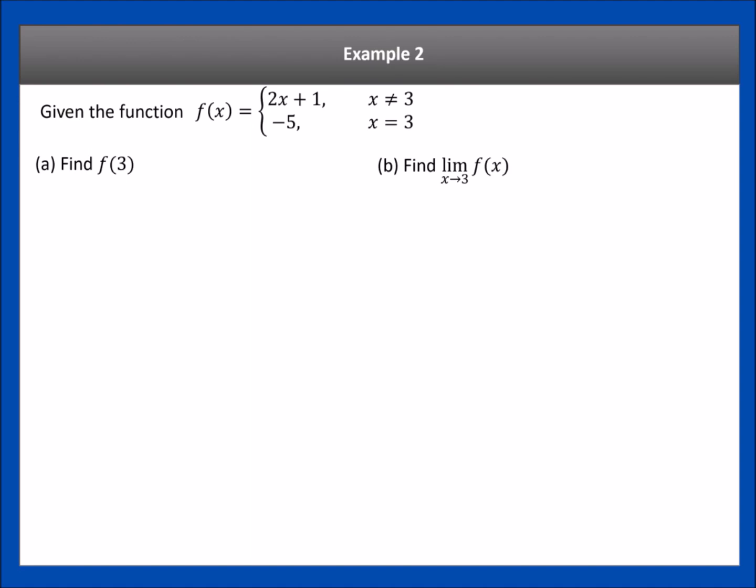So if I graph this function, well, you can see this is a line right here, mx plus b, so that's a graph of a line. This is a graph of a constant function.